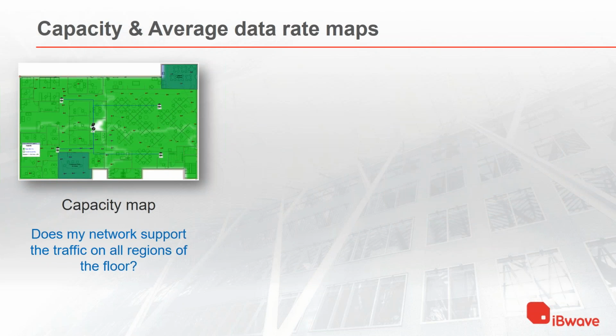So at the end, what you are going to get with the software is first a capacity map, which tells you, in a very simple way, if you are meeting your capacity requirement in all regions of the floor. If it's green, it means it's good. If it's red, it means that you have a problem.